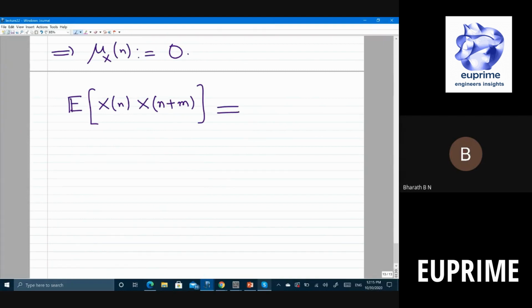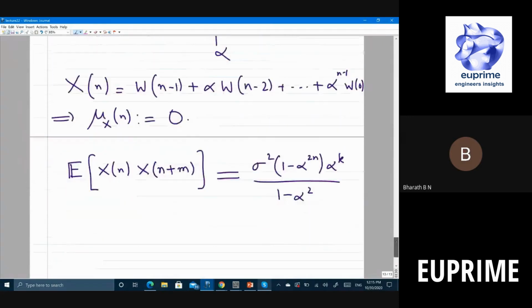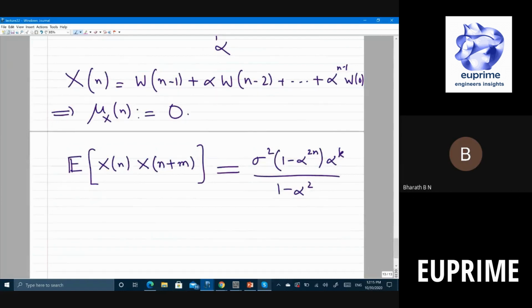I think even the textbook doesn't give you the solution, but this is how it looks: alpha to the power 2n, divided by 1 minus alpha squared. How do you prove that this is true? Yes. Sir, it will be like summation alpha square power n.